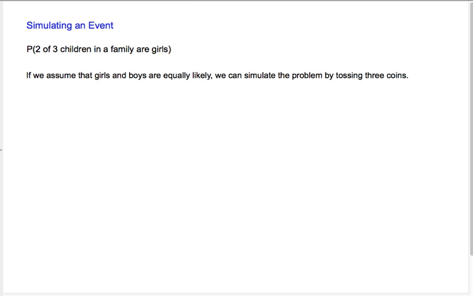Okay. So you can also use experimental probability to simulate an event. In this case, the probability that 2 of 3 children in a family are girls. So if we assume that girls and boys are equally likely, we can simulate the problem by tossing 3 coins. Okay. Keep in mind the probability of getting a boy is actually slightly larger. It's like 51% to 49%, but really close to 50-50.